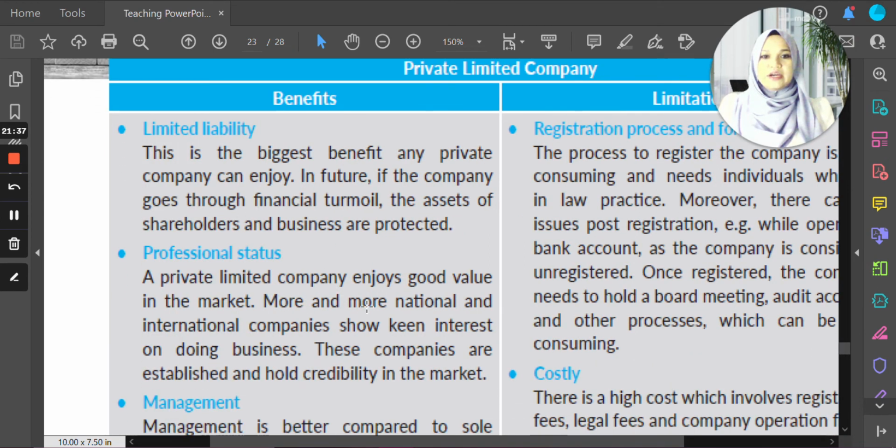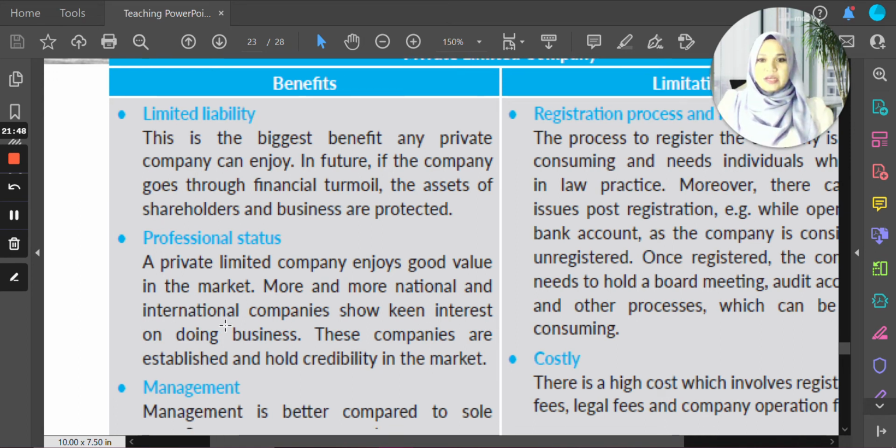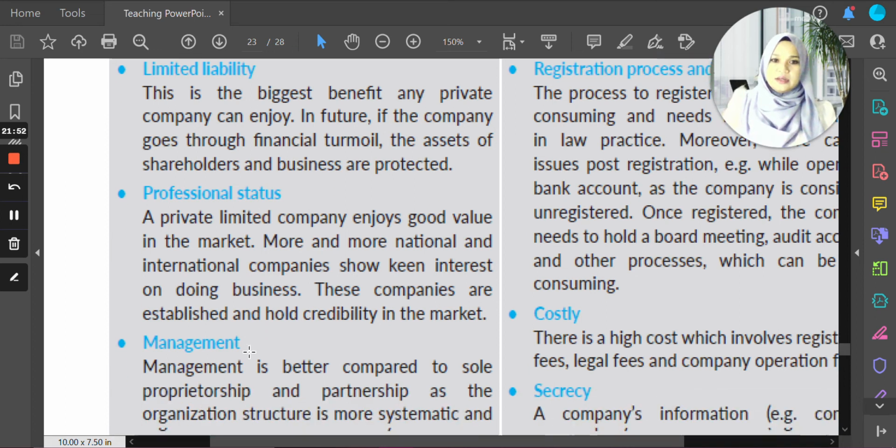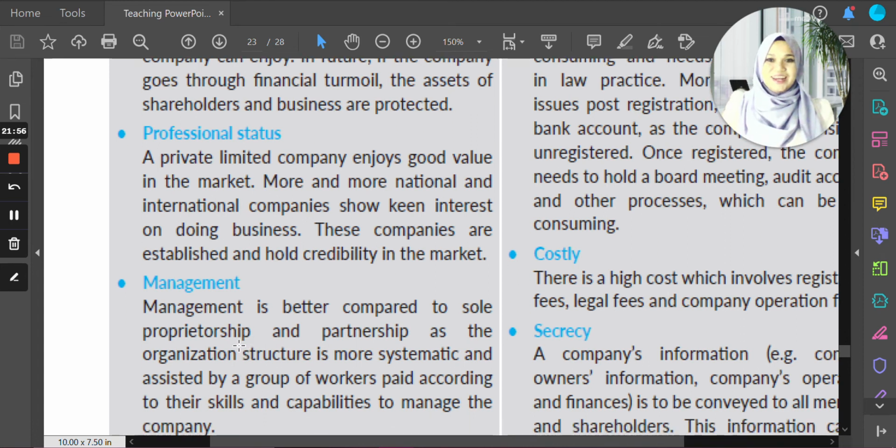They enjoy good value in the market, and more and more national and also international companies show key interest in doing business with private limited companies, and these companies are established and also hold credibility in the market. People normally look up to you if you open a company, like, wow, you own a company. It's like that.